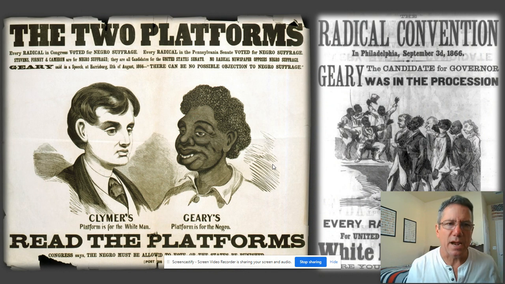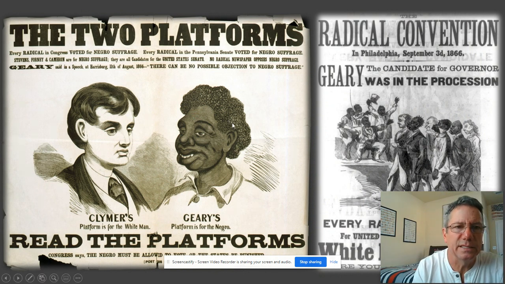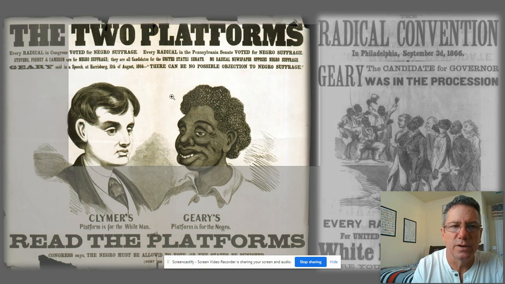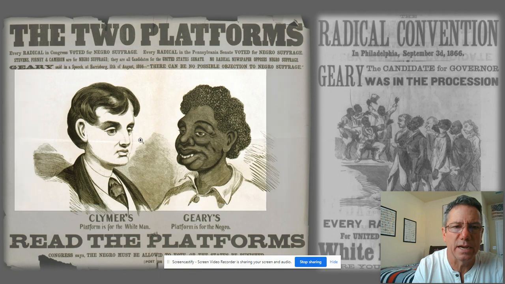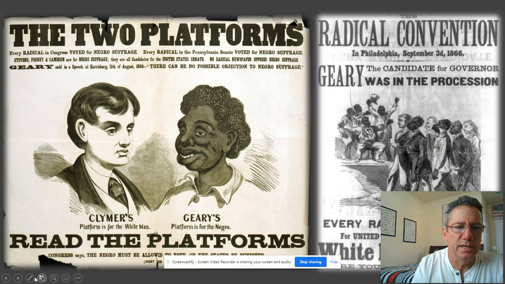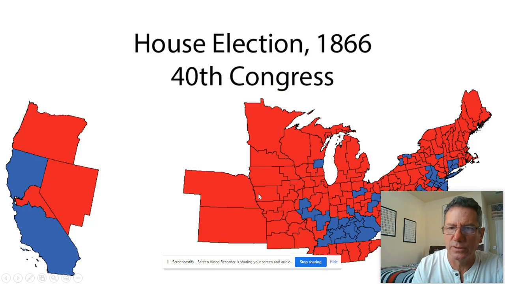So as you can tell over here, you have, in essence, a platform for the 1866 election. The two platforms: every radical in Congress, Republican, voted for Negro suffrage. Remember, suffrage is the right to vote. Every radical in the Pennsylvania Senate voted for Negro suffrage. So which are you going to vote for? Are you going to vote for the white guys, or are you going to vote for, in essence, those guys? So in essence, that's what we're talking about during this time period, is this idea that these are going to be the kind of challenges of the time.